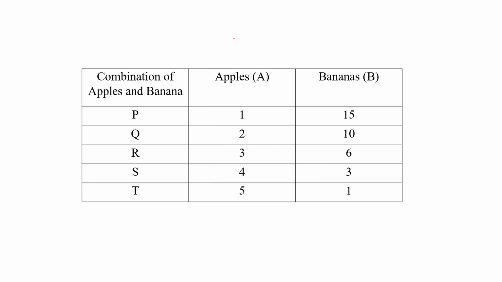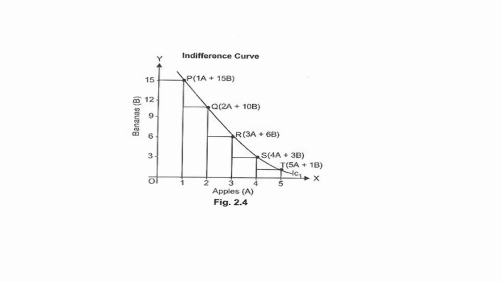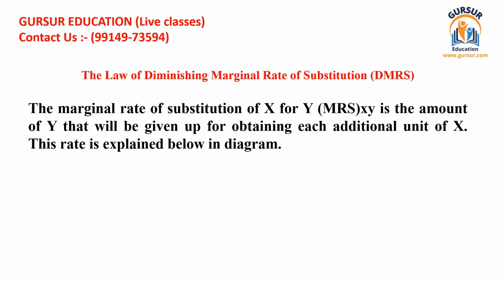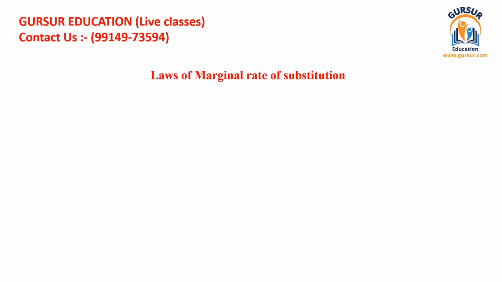So it's all about that, and this is about the marginal rate of substitution. The word substitution has been added to these laws because you have to substitute units of the second commodity in order to consume more units of the first commodity. You have to substitute units of the first commodity for units of the second commodity, and this is known as the marginal rate of substitution. I hope you have got an idea of it.